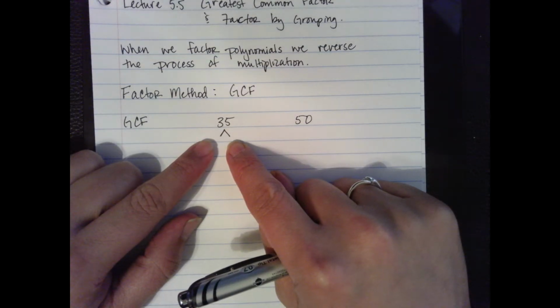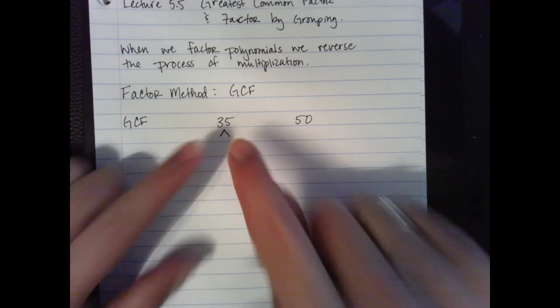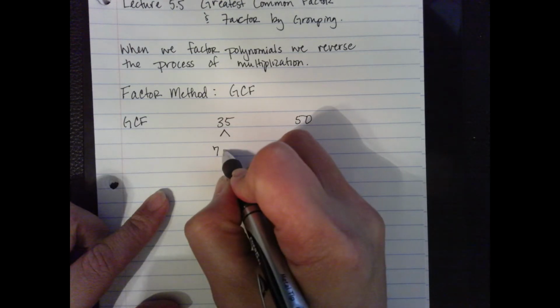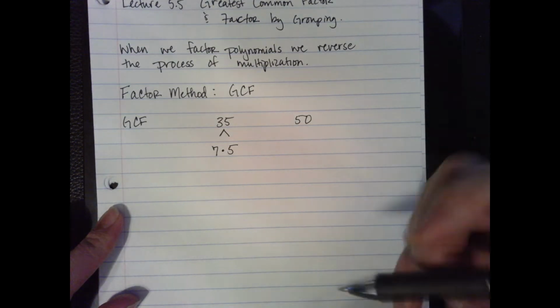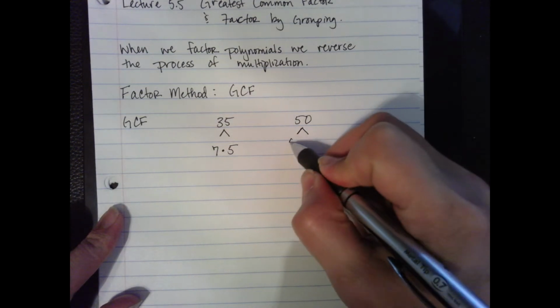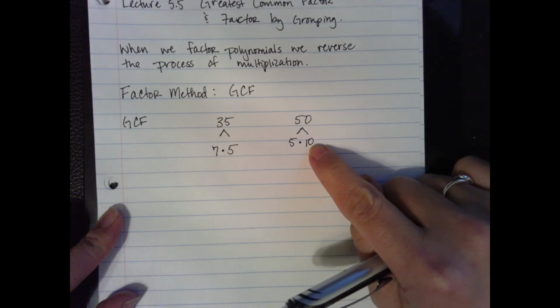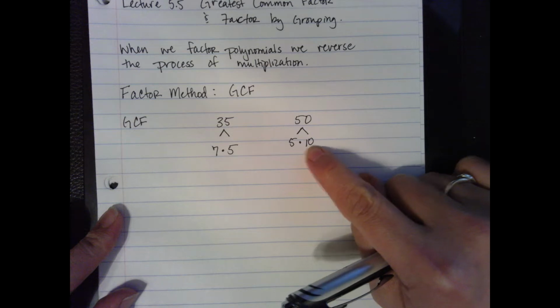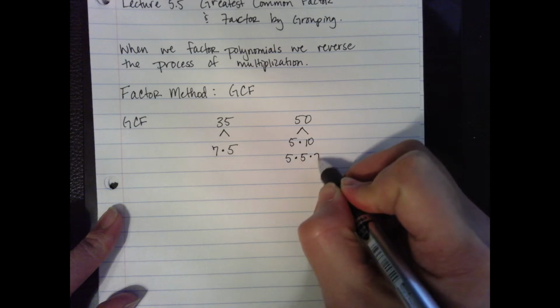For 35, I have factors other than 1 and 35. That would be 7 and 5. And for 50, I have 5 times 10. Technically here I can keep going because 10 is also factorable. That is the same thing as 5 times 2. So here I'm looking at 5 times 5 times 2.